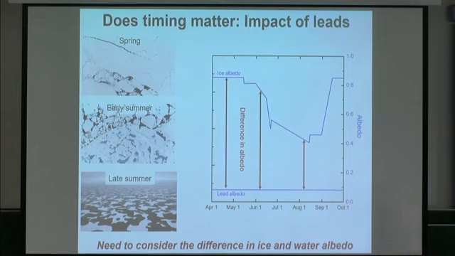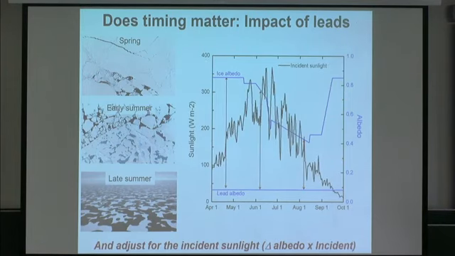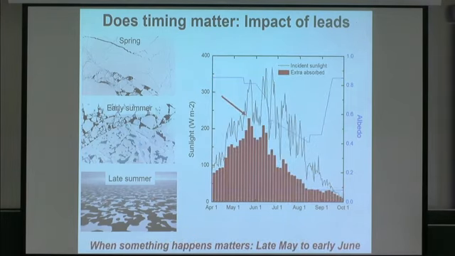And so really, does timing matter? It depends in part on what the difference is between having, say, snow-covered ice albedo versus a lead albedo. And we can see at different times that difference varies. But it's more than that, because what we really care about is how much solar heat is going in. And so what we need to do is to combine that difference in albedo with the incident sunlight. So we take this incident sunlight, multiply it by the difference in albedo, and we can see the difference in solar heat input, which is shown here in these red bars.